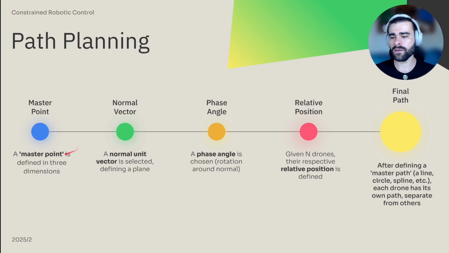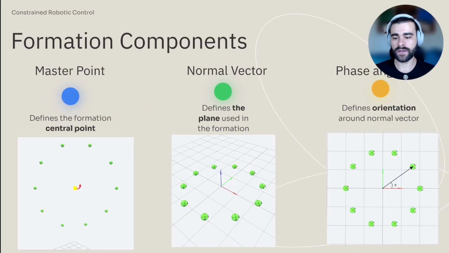For the path planning, we first define a master point, a normal unit vector, and a phase angle in a way that we can calculate all of the drone's relative positions and then create a final path. So first we define the central point and the formations such as a circle. Then we define a normal vector, which then defines the plane in which the drones are going to lie, and then a phase angle, which allows us to rotate the drones around the normal unit vector.